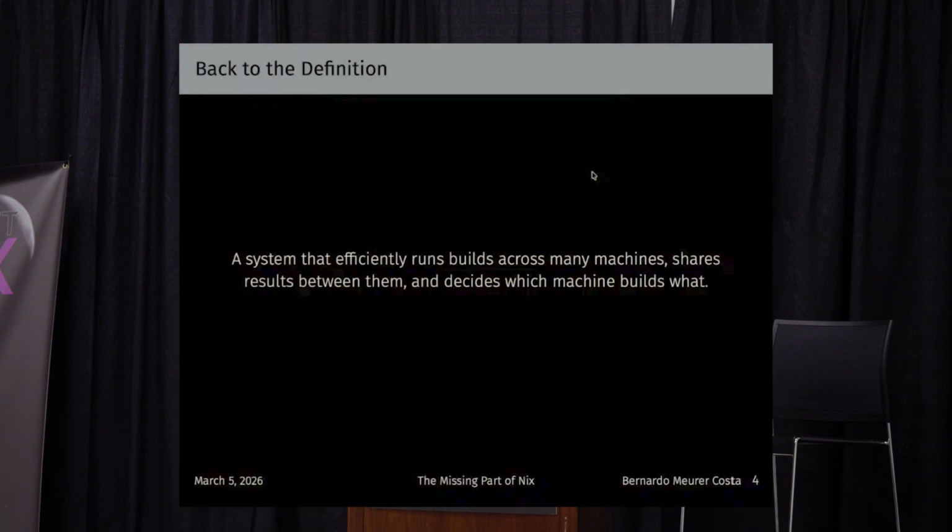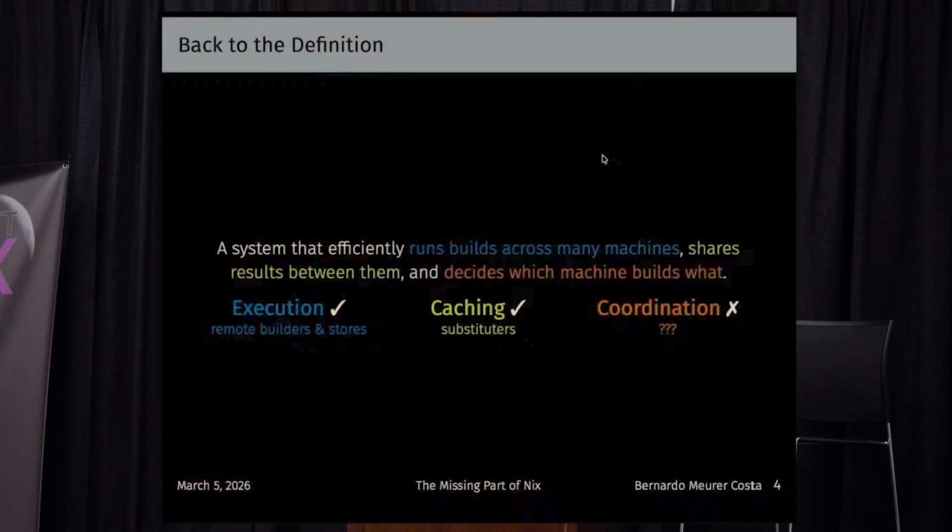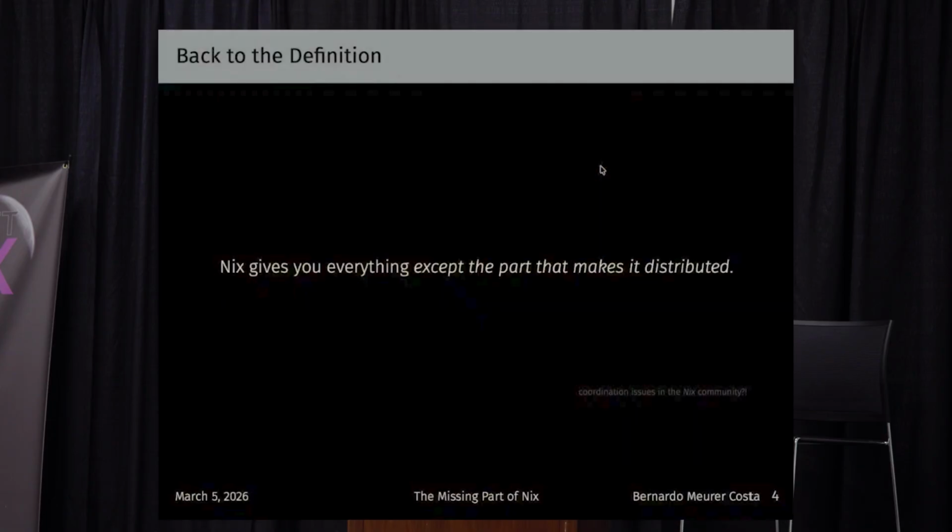So let's go back to our definition. Runs across many machines, I call this execution, and Nix does give us that. We have remote builders and remote stores. Shares results between them: we have caching with substituters, great. Decides which machine builds what, coordination. Yeah, we have nothing for that. Nothing really. Nix gives you everything except the part that makes it distributed.